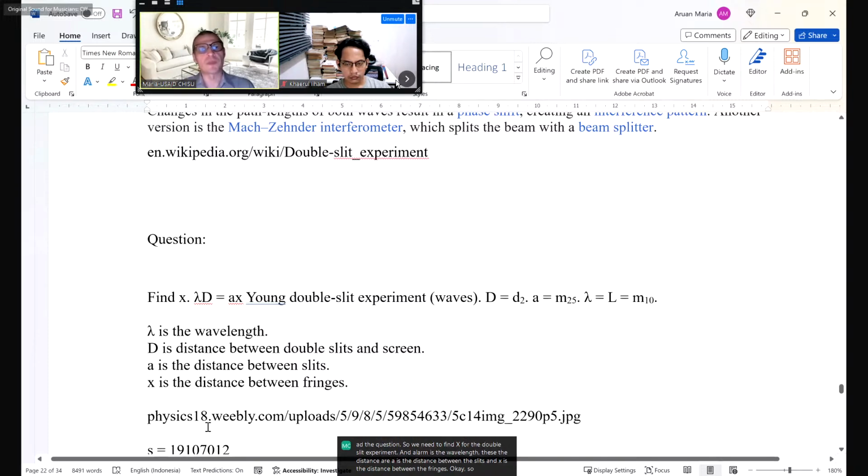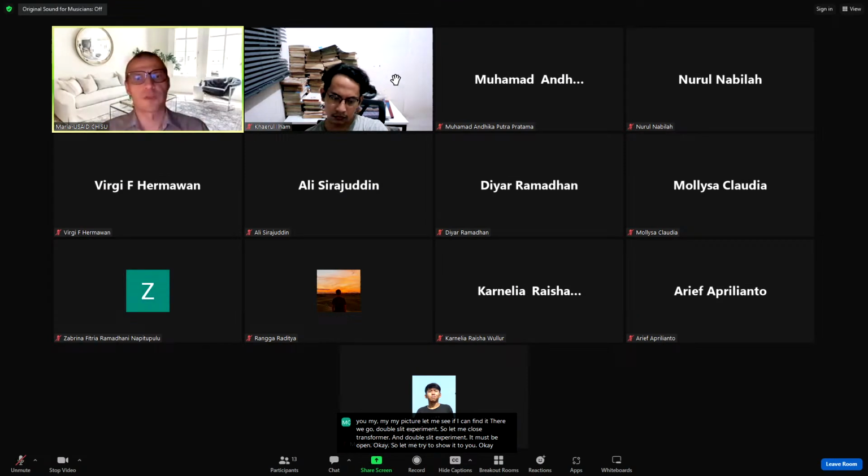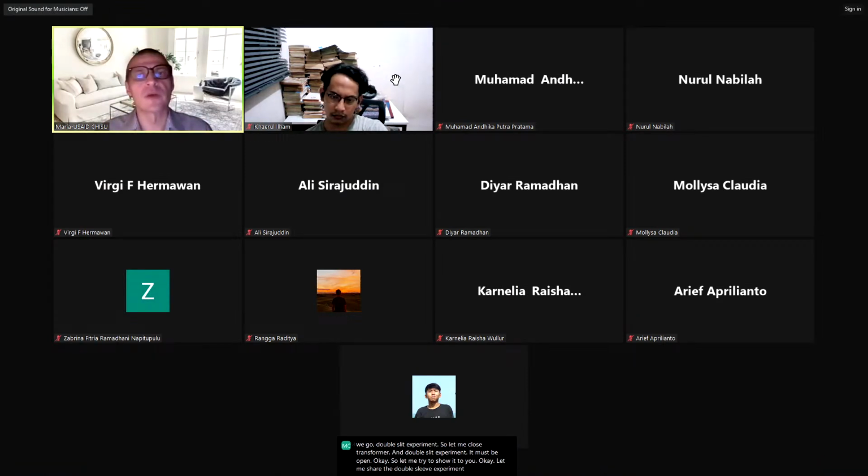Okay, so there is a link to the textbook. But I want to show you my picture. Let me see if I can find it. There we go, double slit experiment. So let me close the transformer file, and the double slit experiment must be opened. So let me try to show it to you. Okay. Let me share the double slit experiment. There we go.